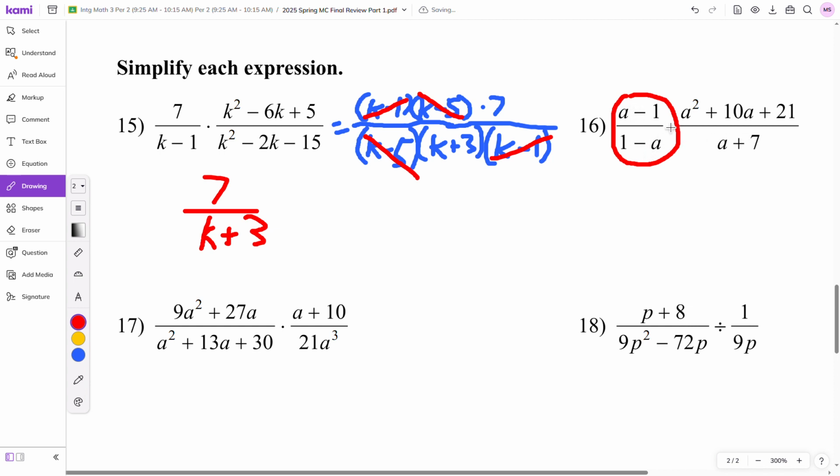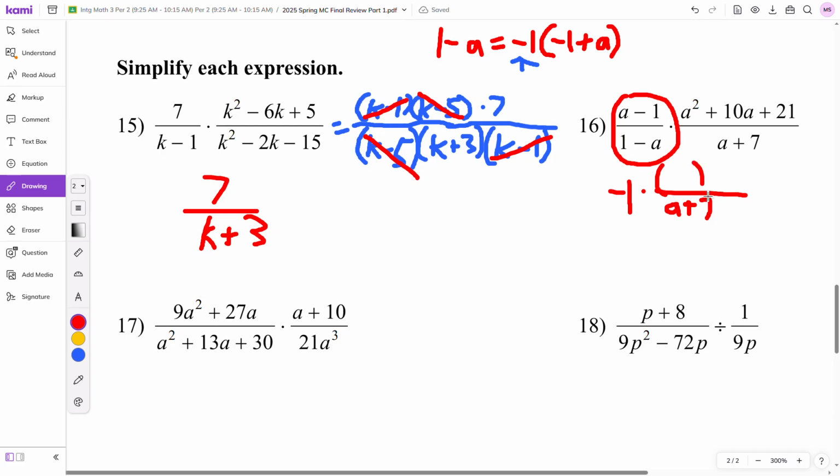Whenever you have this, a minus b over b minus a, it's -1. Because if you multiply both terms of 1 minus a by -1, you get -1 plus a, don't you? Which is a minus 1. So the only difference there is, of course, that -1. So that's why that's -1. And then this part over here is a plus 7.